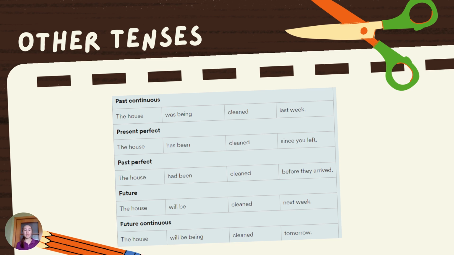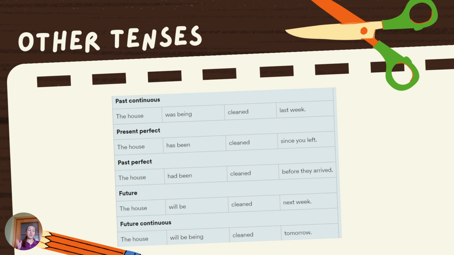The house has been cleaned since you left, because somebody has cleaned the house since you left. Past perfect: the house had been cleaned before they arrived. The house will be cleaned next week. This is the future tense. And future continuous: the house will be being cleaned tomorrow.